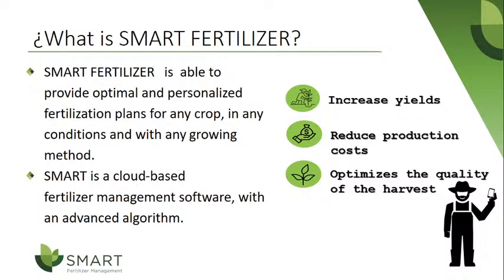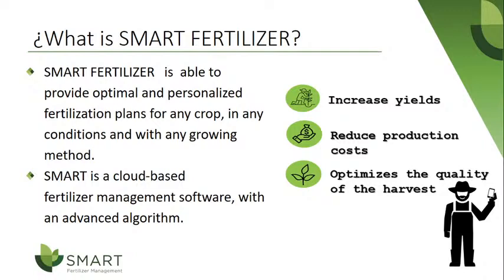So first of all, what is Smart Fertilizer? Smart Fertilizer is a software that is able to provide optimal and personalized fertilization plans for any crop in any conditions and with any growing method. Smart is a cloud-based fertilizer management software with advanced algorithms. What this software does is give us fertilization plans where we can know the exact amount of fertilizer that we should apply, which is going to help us to increase our yields, to reduce production cost, and to optimize the quality of the harvest.